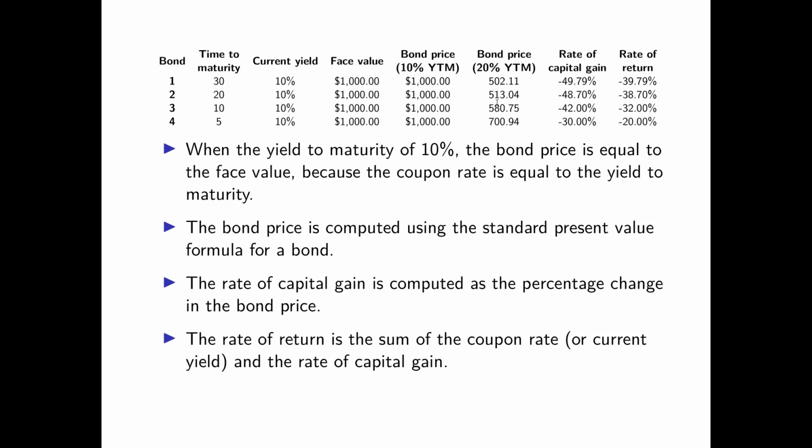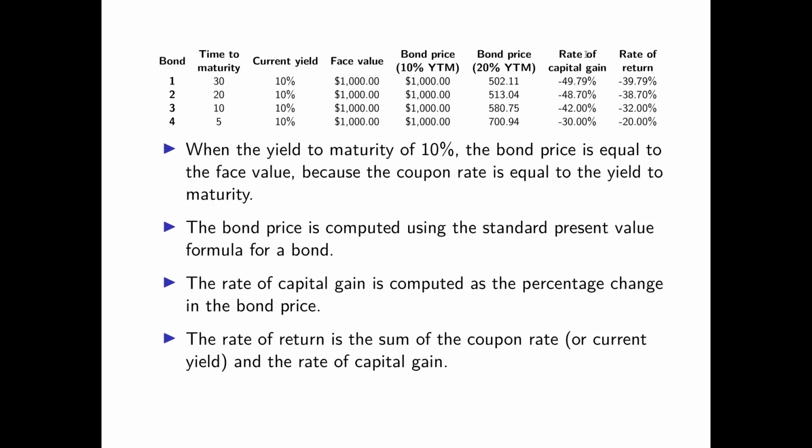So based on this alone, we can tell that changes in the yield to maturity will have a bigger impact on bonds with a longer time to maturity. And it goes both ways. In this case, the yield to maturity increased from 10% to 20%. But if there was a decrease in the yield to maturity, then the price of the bond with the longest time to maturity would change much more drastically than the others. All right, so let's look at the rate of capital gain.